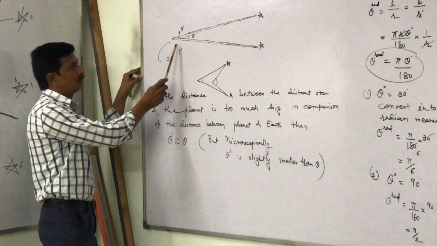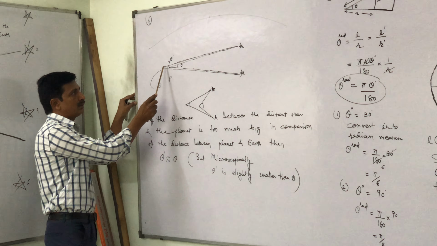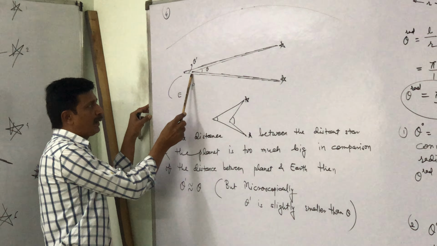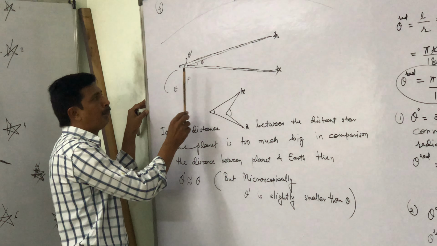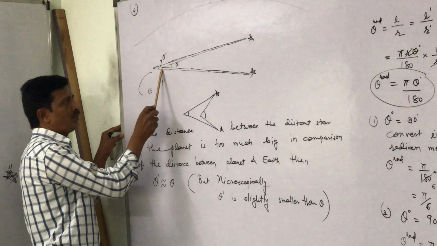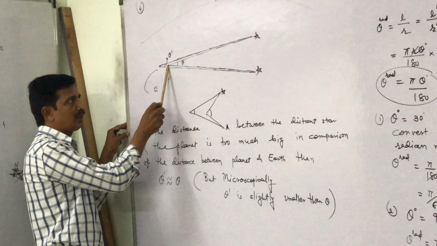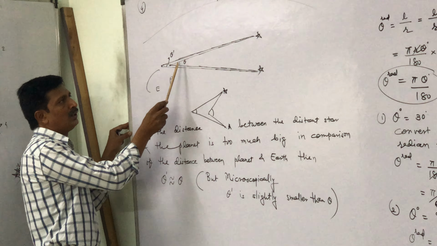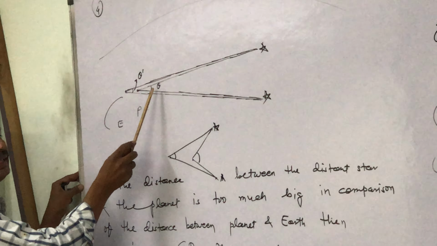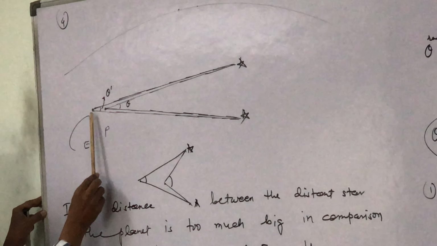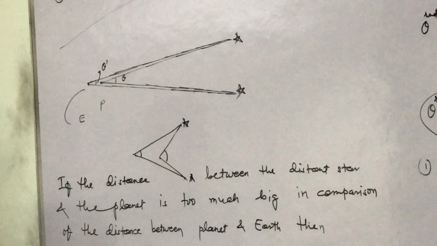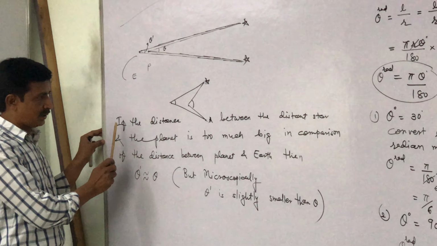See in this figure, planet and Earth, planet and Earth. The distance between planet and Earth is very small in comparison to the distance of the faraway stars. Actually we want to measure this angle from the planet location, but here we are measuring this angle from Earth. So theta dash, which we are measuring, is slightly smaller than the actual angle, but the distance is very big in comparison to this one. So the error is negligible, we can neglect it.